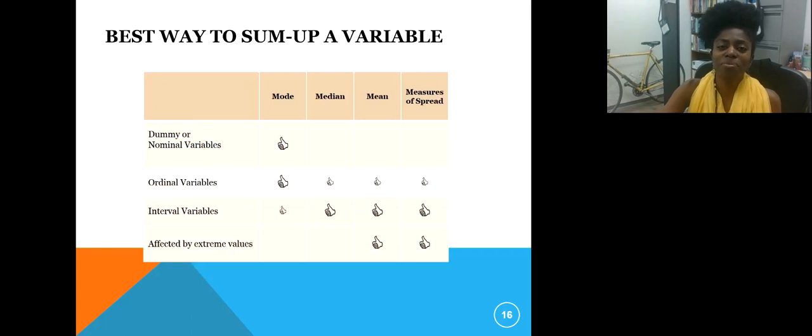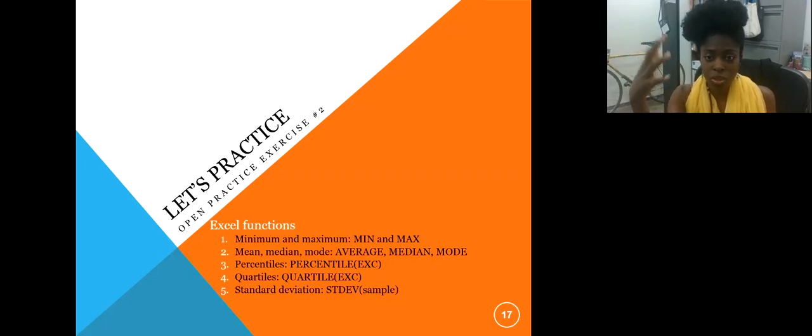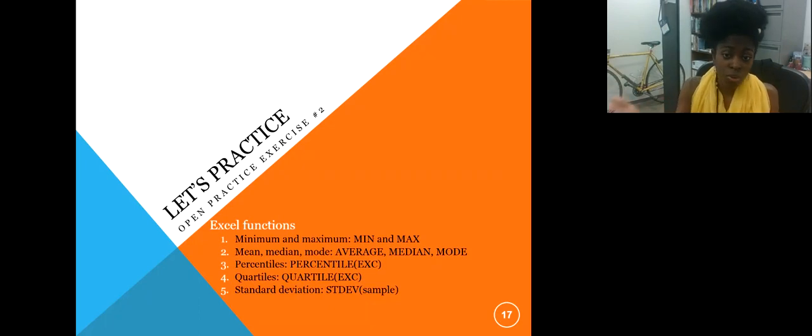So I think that's it for lecture 2. Make sure you use these Excel functions: equal sign, equal max, equal min, equal percentile. And for standard deviation, S means sample, P means population. We are not dealing with population data, so we use sample.